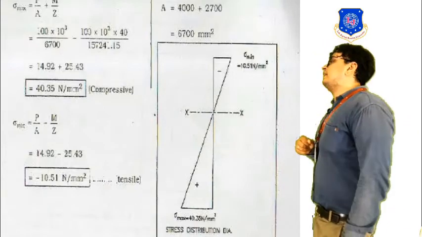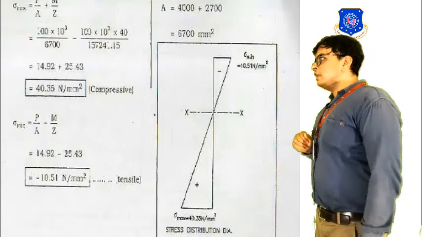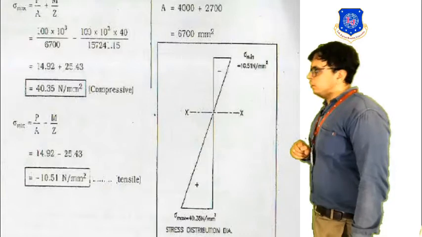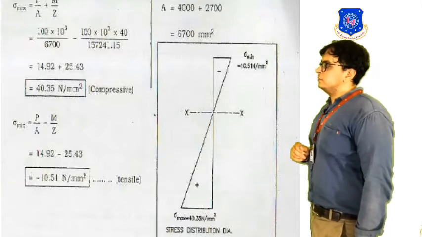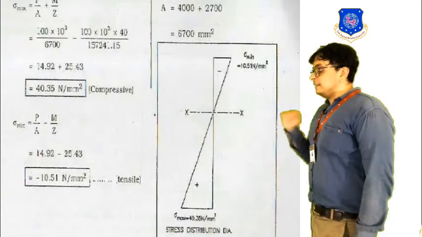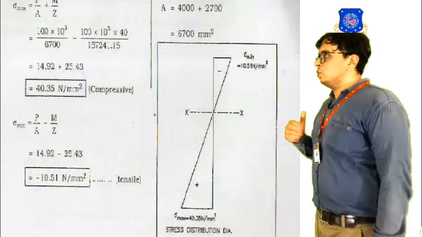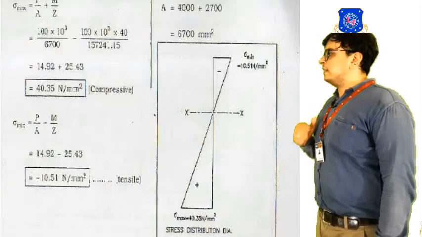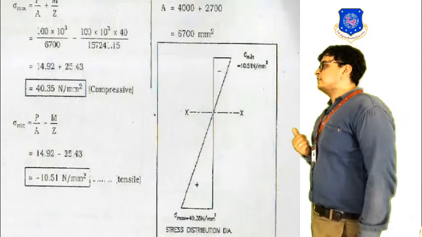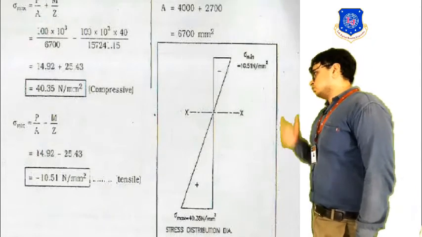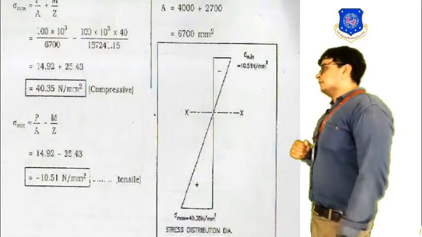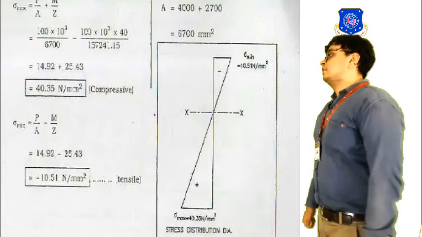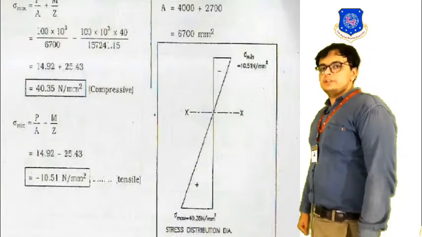Now it's time for our bending stress. So the formula for bending stress will be equal to moment by section modulus. So the moment that we are getting over here because of the loading acting at an eccentricity of 40 mm will be equal to load into the lever arm, the distance. The load here is 100 into 10 raised to 3 Newton and the eccentricity is 40 mm. So 100 into 10 raised to 3 into 40. So we are getting the moment of 4 into 10 raised to 6 Newton millimeter.